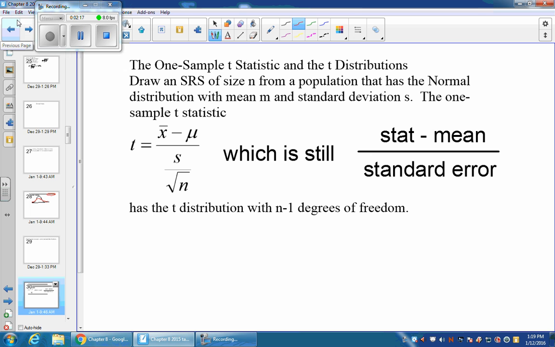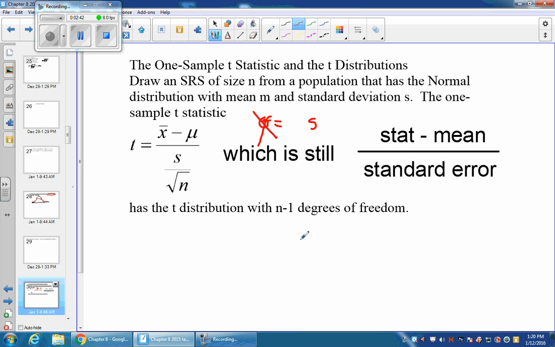Now to find our t-distribution, it's going to look almost exactly the same as what we did before. You take your stat minus mean over standard error. But we don't know the sigma of the population. We don't know this, so we have to use the s, which is our sample standard deviation. So for our sample standard deviation, we look at our sample, and we just find the standard deviation from that sample.